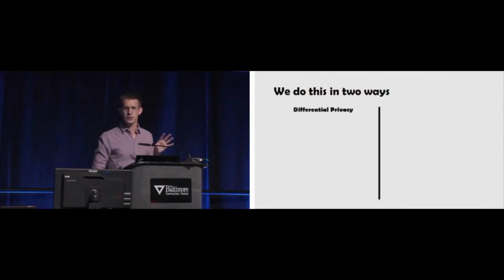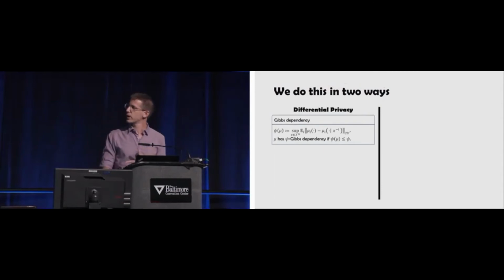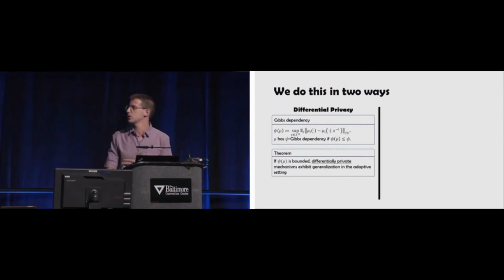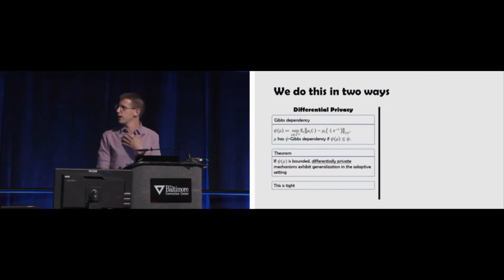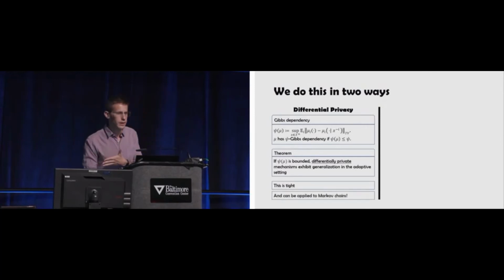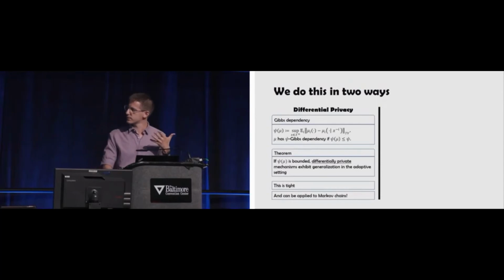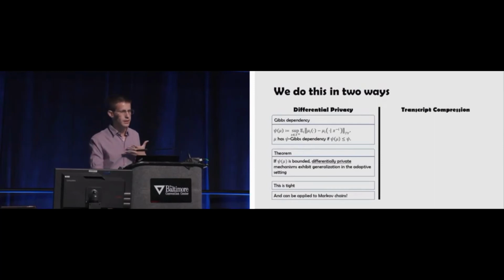The first one, using differential privacy. We identify a notion we call Gibbs dependency, which quantifies the correlation between different covariates of a given joint distribution. We use this notion in order to provide improved generalization results for adaptive data analysis, even when the data are correlated. We complement this result by showing that our bounds are tight, and also provide an application for the specific example of Markov chains.